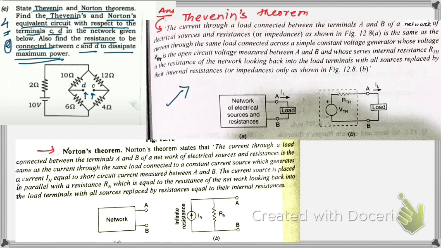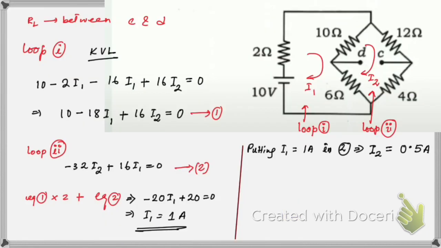So this is the statement of Norton's theorem, and this is the statement of Thevenin's theorem. Let me explain how to solve this problem related to this circuit. Here you see this is our given circuit. First let us find the Norton's equivalent circuit of this network. So how to do that?